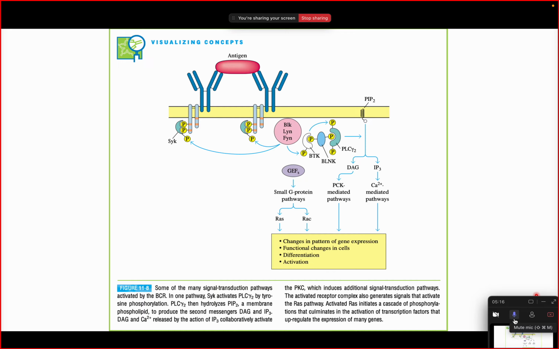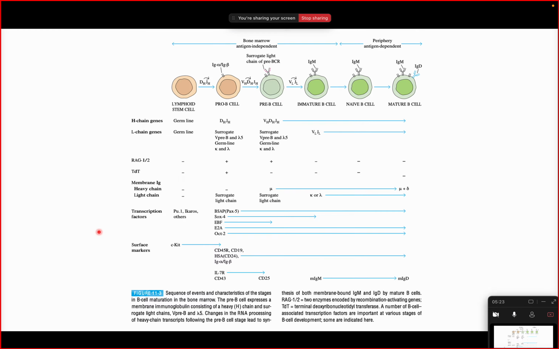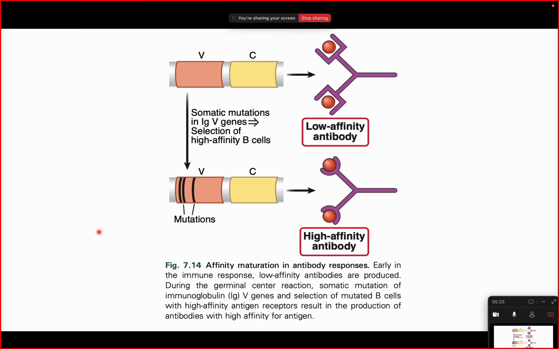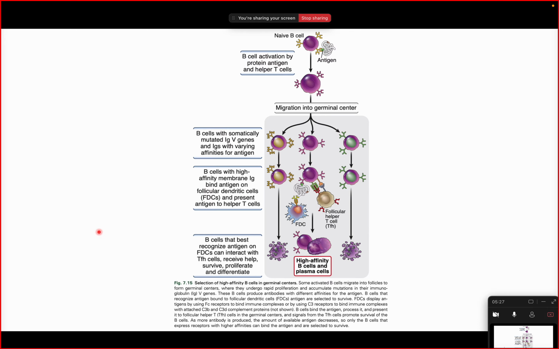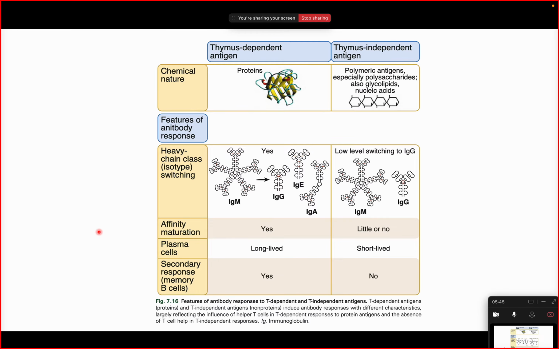I think we can start today's session. So, if you remember what we were discussing in the last class, we were going through the affinity maturation of B cells. We were seeing how the B cells are selected, and then somatic hypermutation, how they are allowed to proliferate, how they are developed with the help of helper T cells.